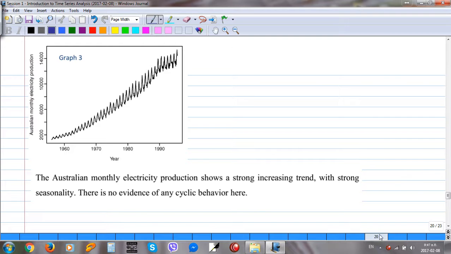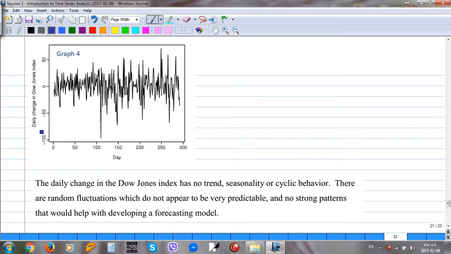Then the fourth graph, the daily change in the Dow Jones index. We can't see any pattern, no? So we have to explain one by one. The daily change in the Dow Jones index has no trend. There is no seasonal variation or cyclic behavior, we can't see anything. So there are random fluctuations. You can see the random fluctuations which do not appear to be very predictable. So by using this data we can't predict, and we can't observe any pattern that would help with developing a forecasting model. So what is this? This is an irregular fluctuation.